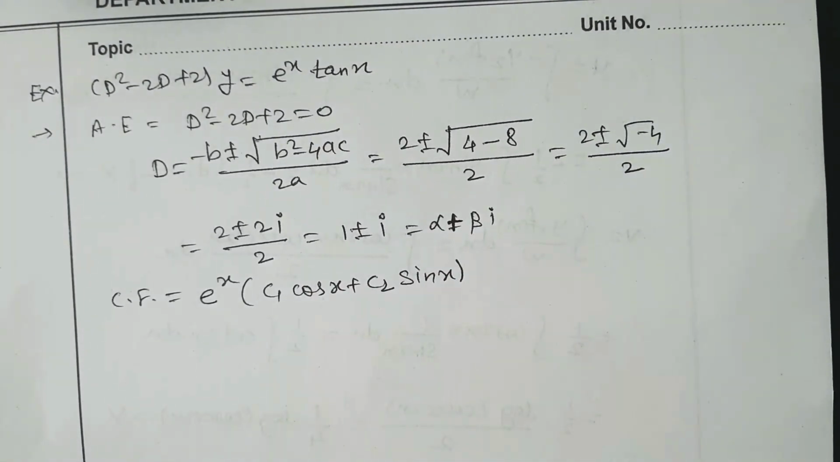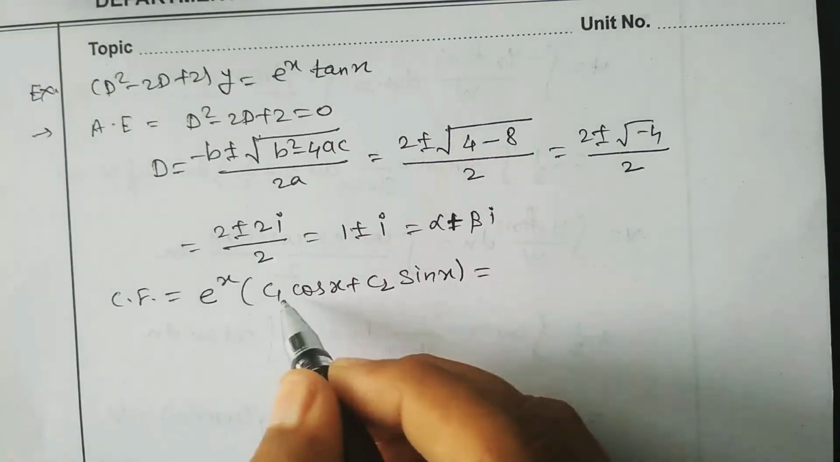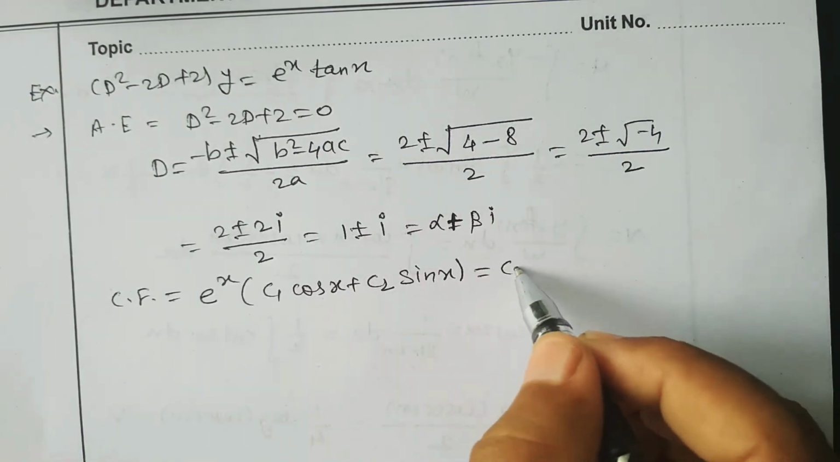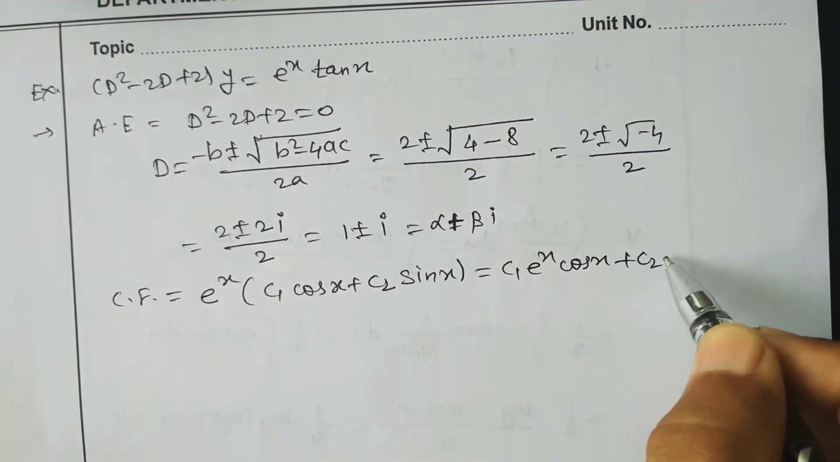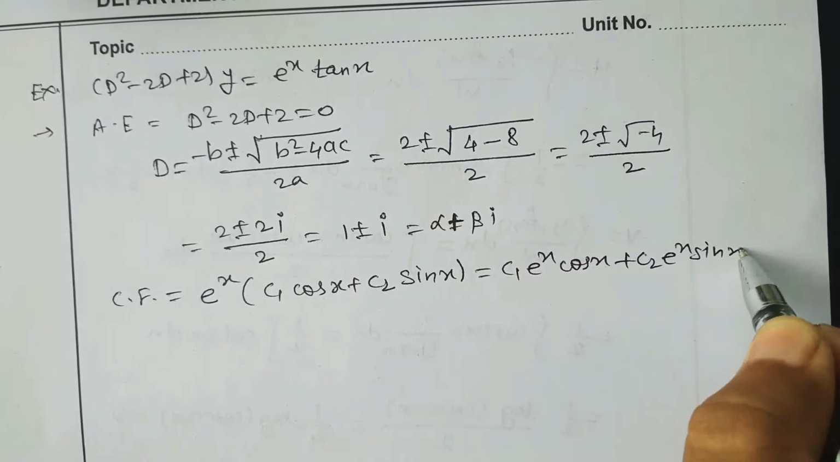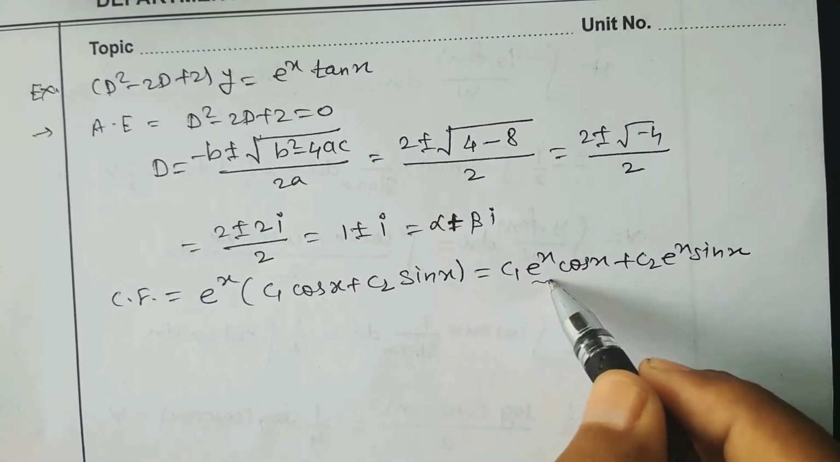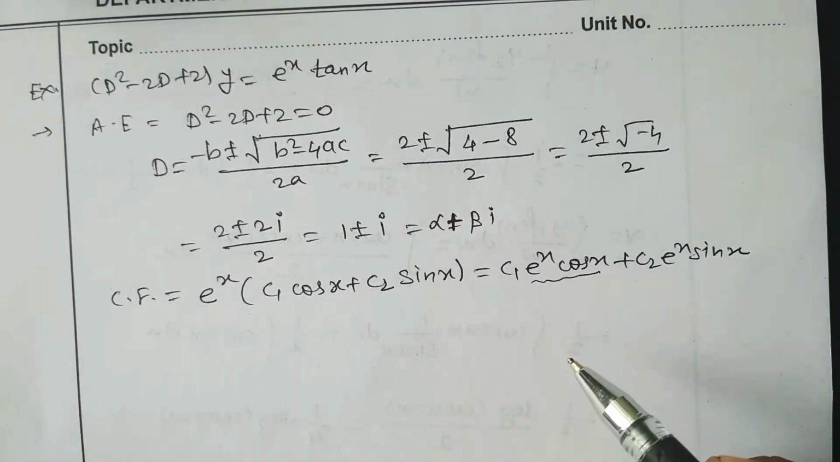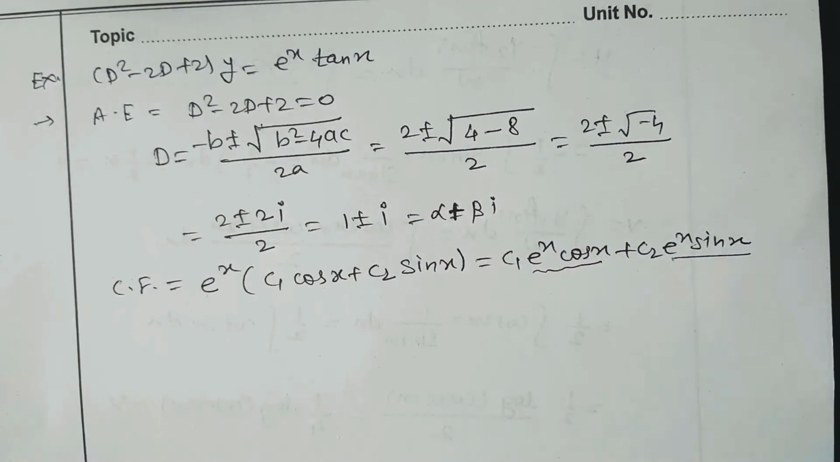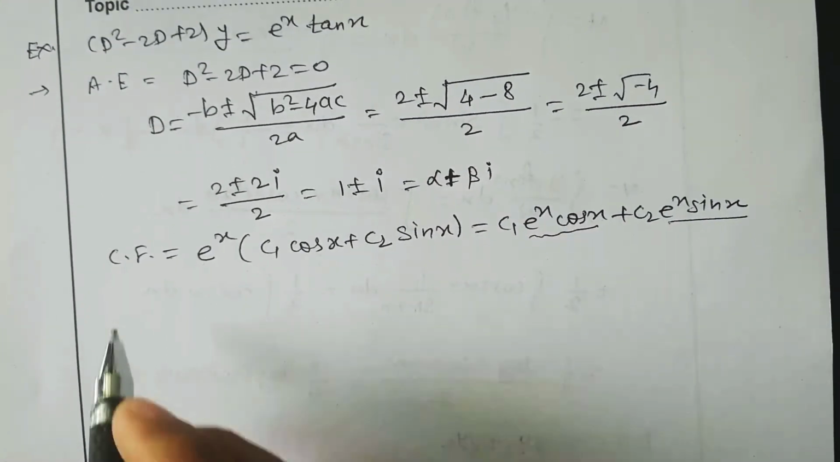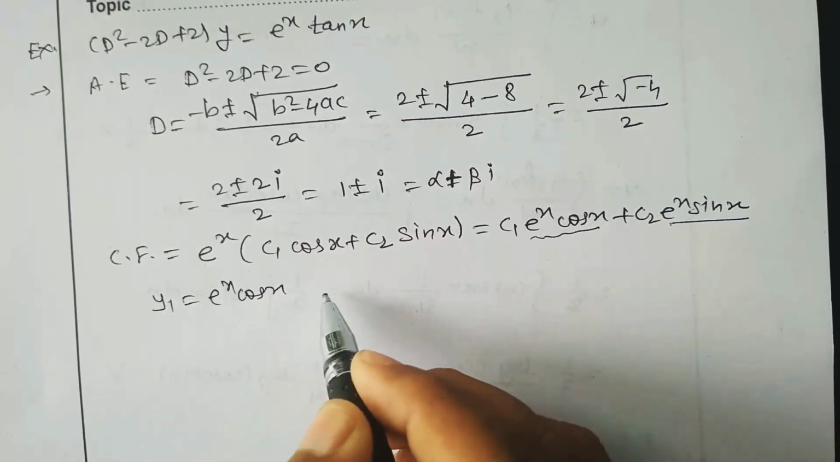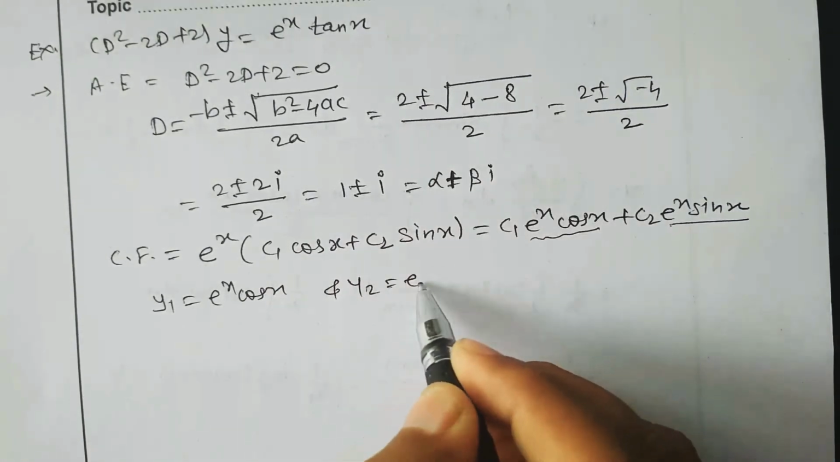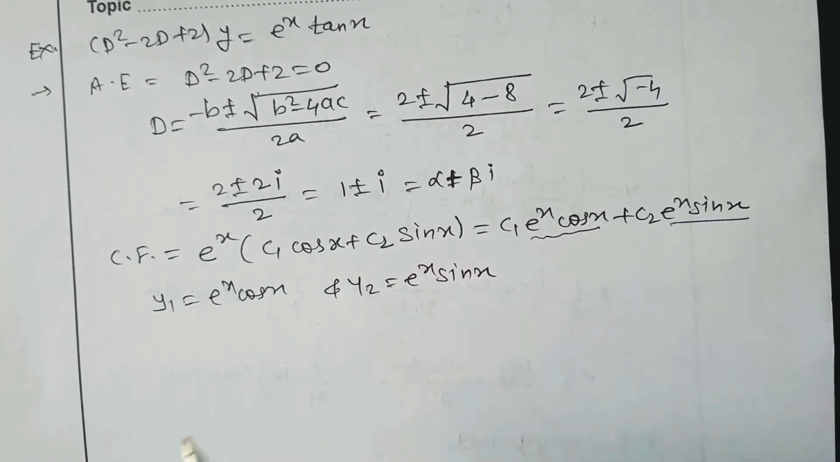Now we will write y1 and y2. For that we simplify the complementary function more. So this complementary function can be written as c1 into e raised to x cos x plus c2 into e raised to x sin x. So the coefficient of c1 is y1 and the coefficient of c2 is y2. So we will get the value of y1 as e raised to x cos x and the value of y2 as e raised to x sin x.